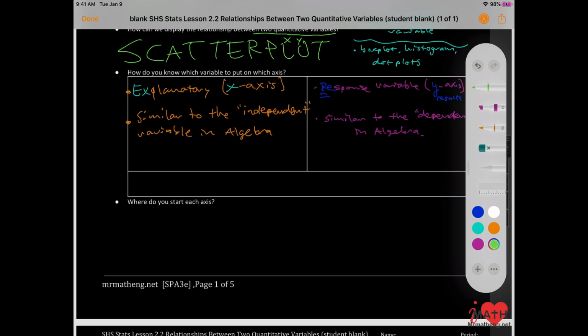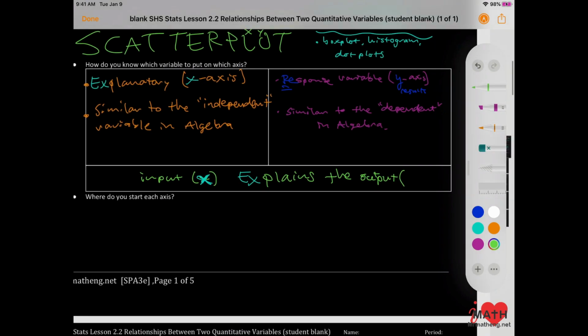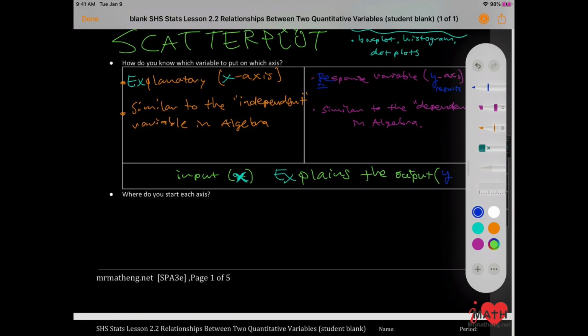Another way of putting it, the input, which is your x, remember we talked about the blue here, explains the output, which is your y. The input, what you put in, explains the output.